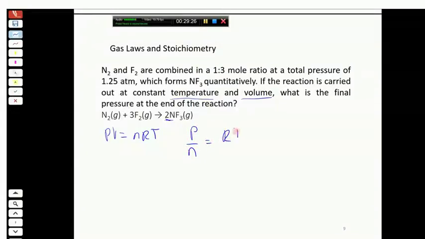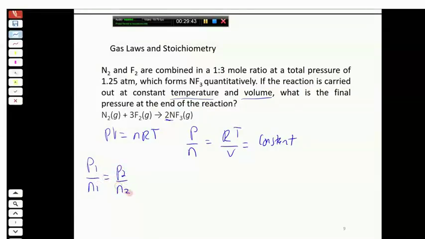So again, using that same equation we derived before, pressure divided by number of moles is equal to RT over V, which is a constant. And then P1 over N1 equals P2 over N2. All right, so this is the same relationship we used earlier, except this time we're not adding moles of the same gas, we're actually doing a chemical reaction that's changing the number of moles of gas. So the final pressure would be P1 times the ratio N2 over N1. So our initial pressure was 1.25 atmospheres.